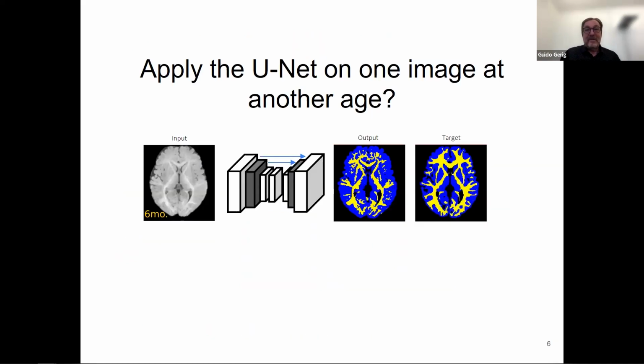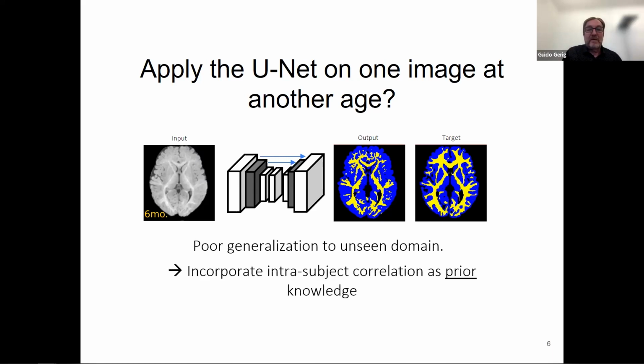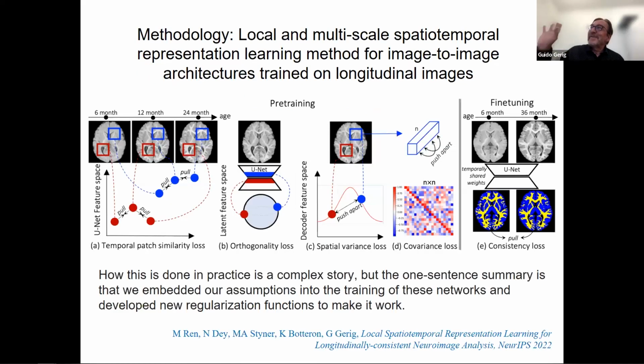And then the question is, if you apply it to a different image at a different time, you get a very bad output. So it's a poor generalization. A 36-month segmentation doesn't generalize well to an unseen domain for the neural net. And what Mongwei developed, I cannot tell you all these details here, I have to apologize, it's all in the paper. It was a very complex framework that they developed.